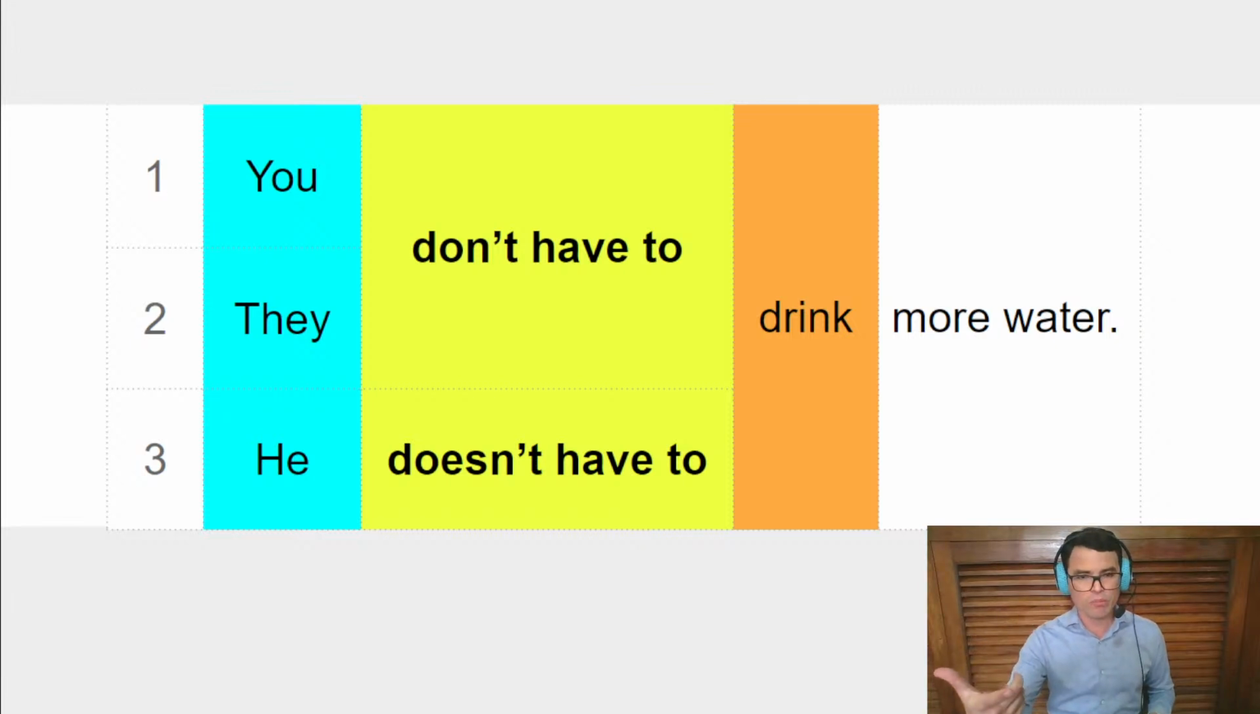Right? Now, if something is not necessary, what do you use? Don't have to or doesn't have to, depending on the subject. For example, you don't have to drink more water. It's not necessary. They don't have to drink more water. It's not necessary. Number three, he doesn't have to drink more water. It's not necessary. So again, you have the subject: you, they, he. Then you have don't have to or doesn't have to, depending on the subject, yellow. And then in orange, you have a verb in base form, in dictionary form.